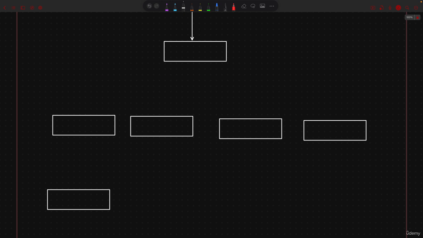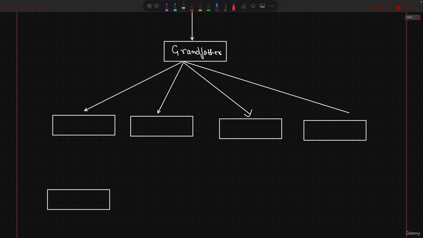So let's say this is the great grandfather. Here, let's say, is the grandfather. Then let's say the grandfather has four children, and here this person has one more child. So I'm just writing child one, child two, child three, and child four. And let's say this can be the grandchild.